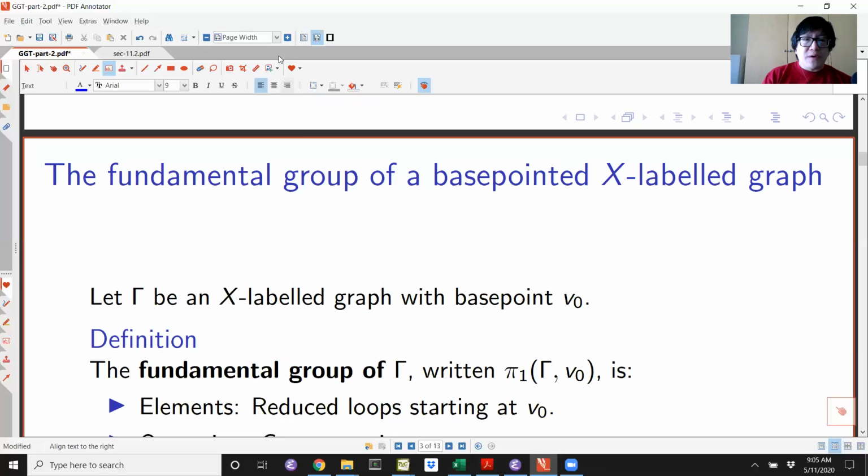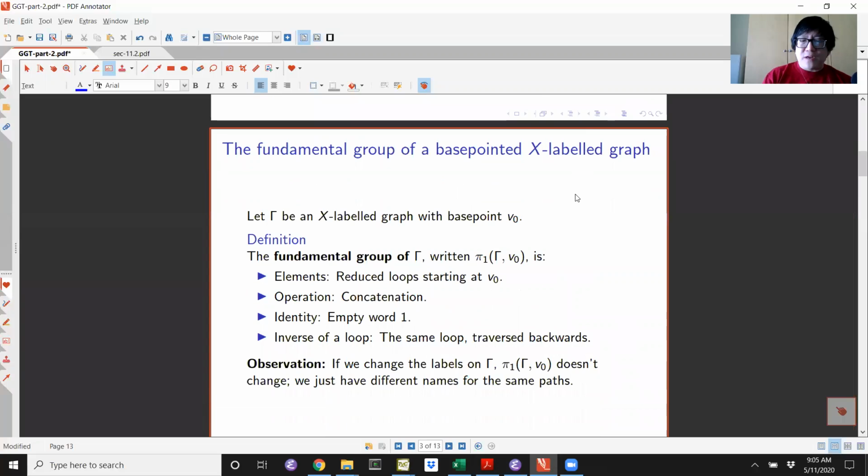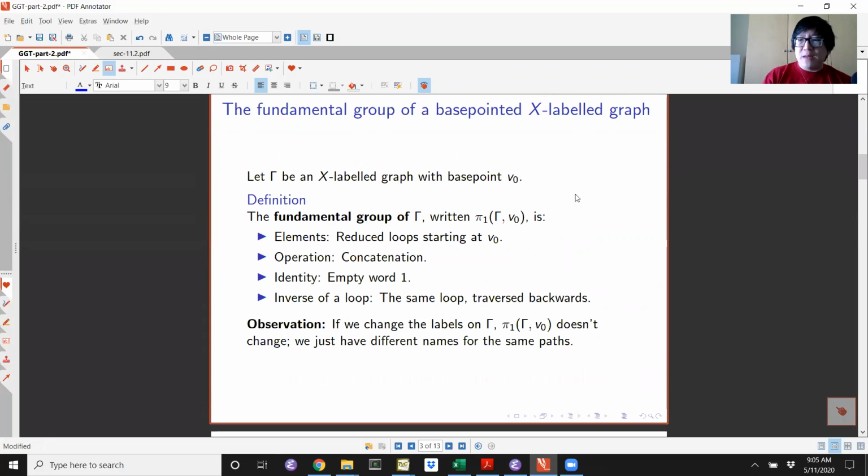All right, let's take a look at this whole slide at once. The fundamental group of a base-pointed graph that's labeled with letters from some alphabet capital X.